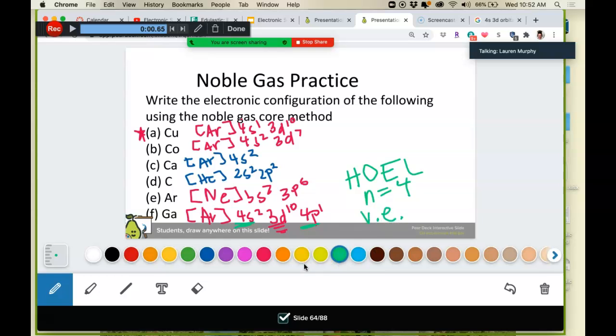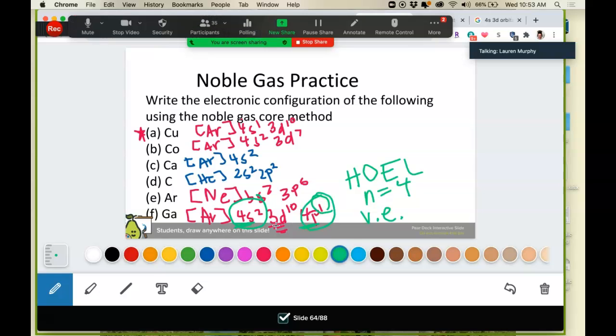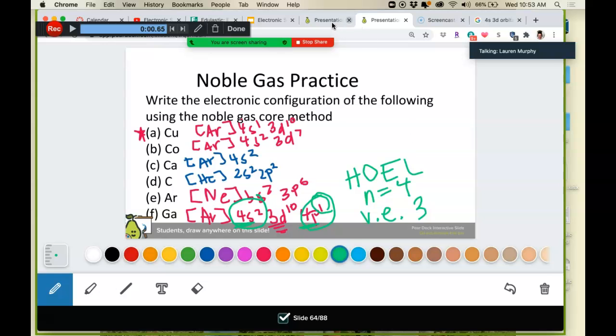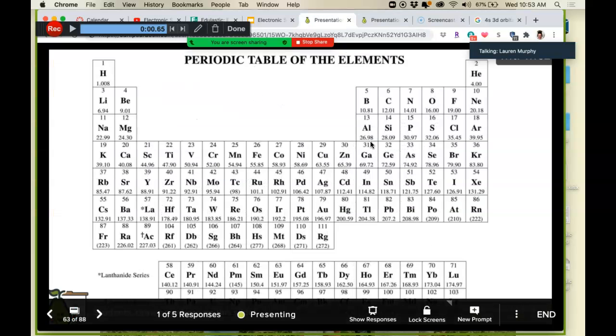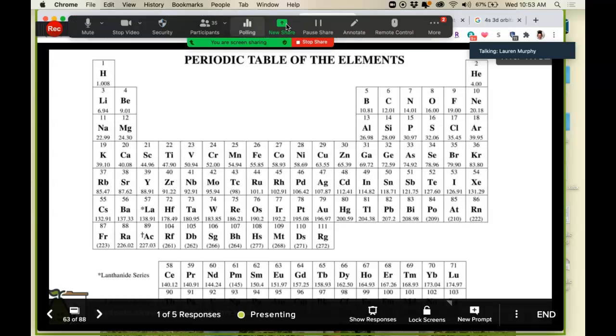Be very careful. Kids will just go, oh, 1. No, no, no. This is on the 4th ring, and this is on the 4th ring, if you want to think about it in terms of the Bohr model. So 3 valence electrons. Let's find it on the periodic table. Look at gallium. This is the 3 valence electron family, right? 1, 2, 3.